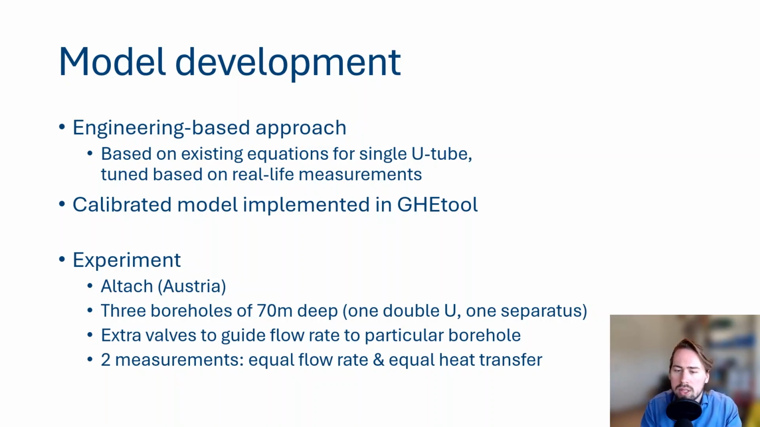And they did 2 measurements, one with an equal flow rate and one with an equal heat transfer rate. Based on this equal heat transfer rate, they were able to reverse engineer the parameters of the single U-tube which best represented the Separatus case. So let's go over these measurements.